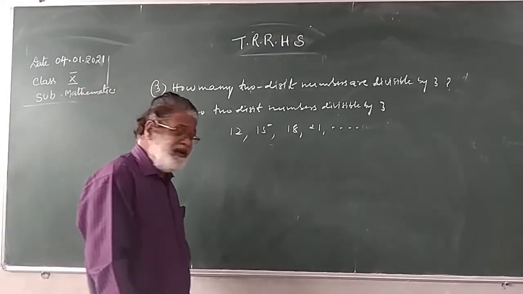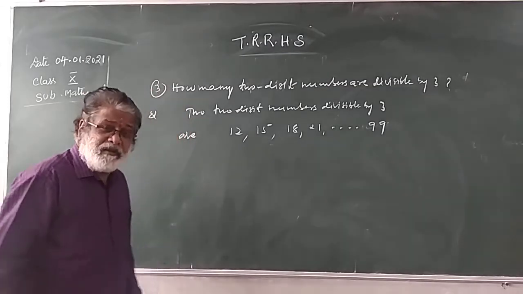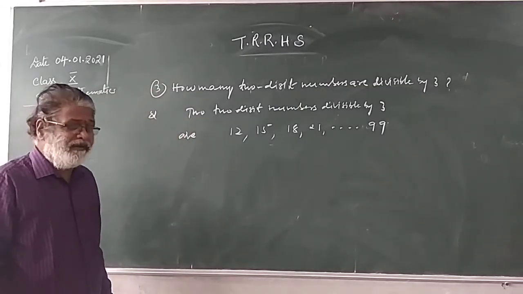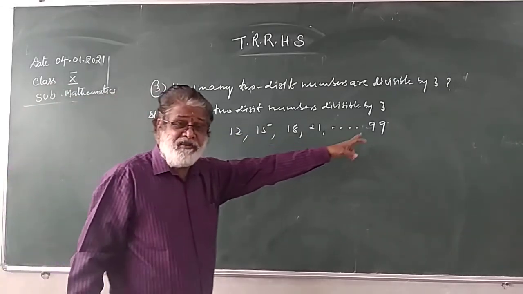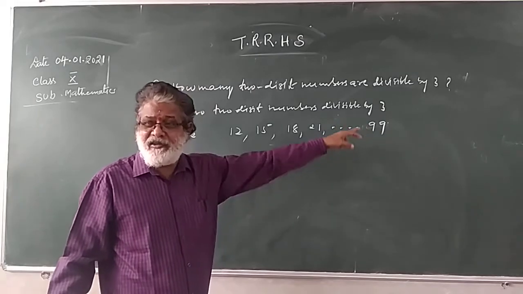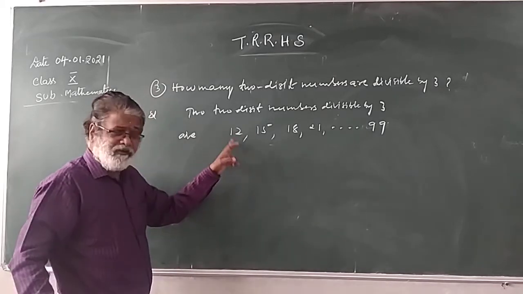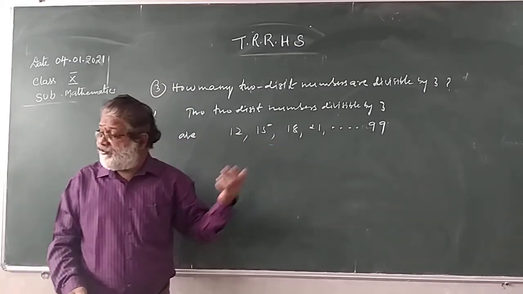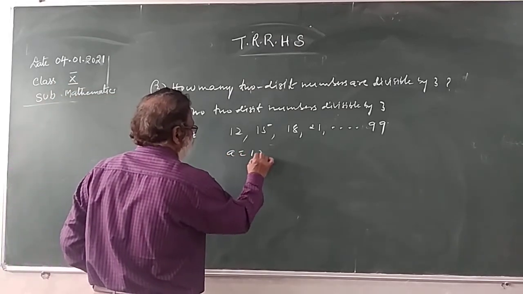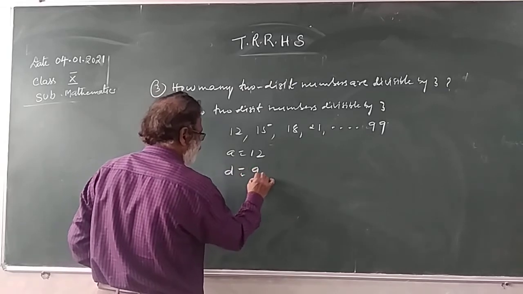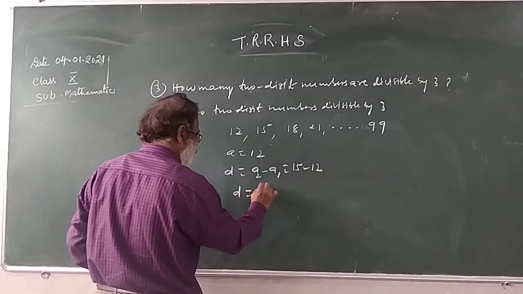Is 99 divisible by 3? Yes. So the 2-digit numbers divisible by 3 start from 12 and go up to the last one, 99. So here this is an AP. 15 minus 12 is 3, 18 minus 15 is 3. The common difference is the same, so it is an AP. D is equal to A2 minus A1, 15 minus 12, so d is equal to 3.